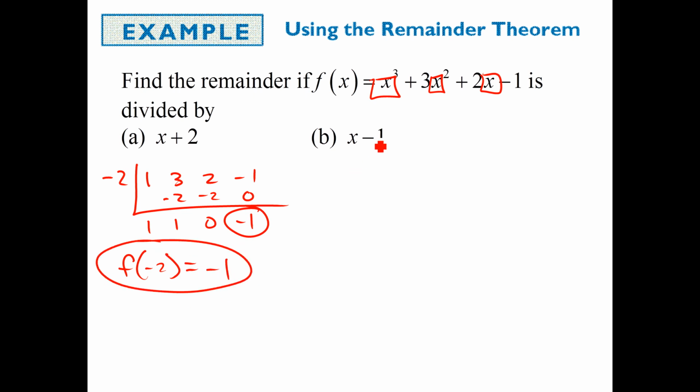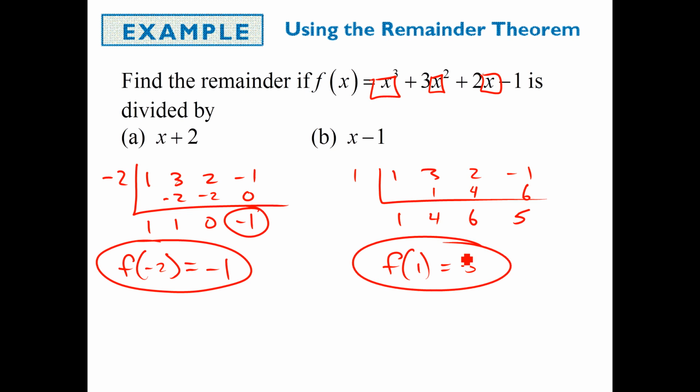Alright, we can do that also here with x minus 1, so the 0 is 1. Let's go with our coefficients again, 1, 3, 2, and negative 1. Bring down the 1. 1 times 1 is 1, 4, 6, and then 5. So, f of 1 is 5, since the remainder is 5.